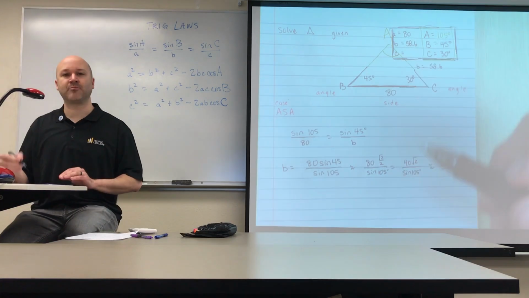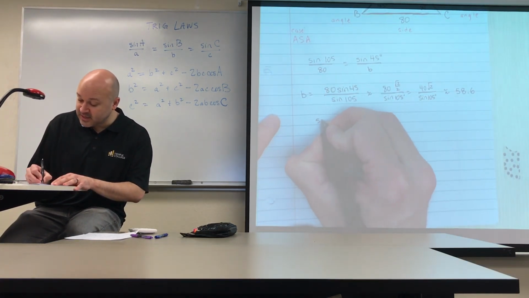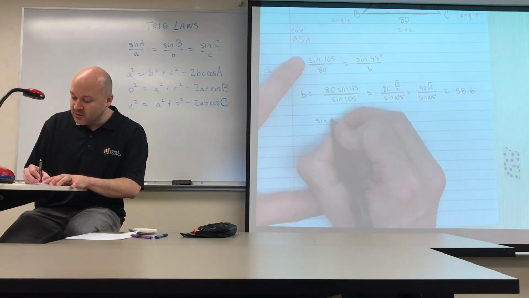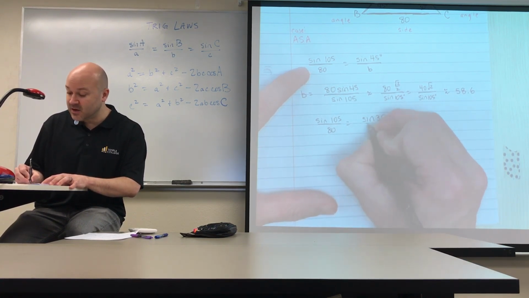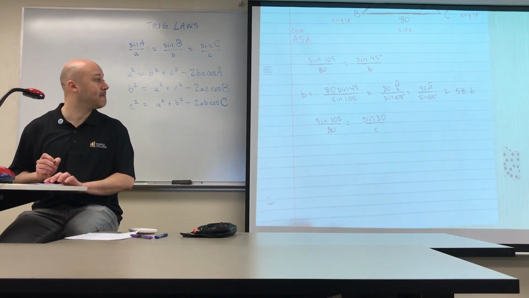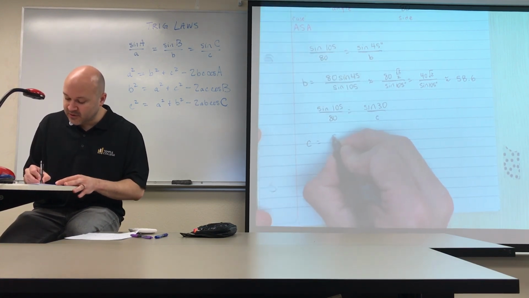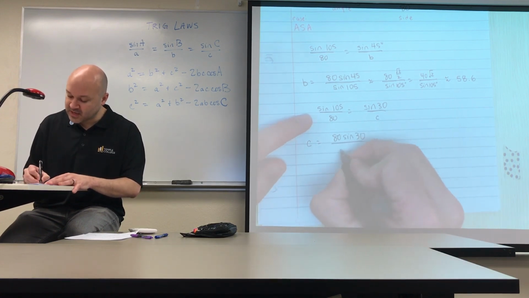So I'm just going to repeat this process. I'm going to use the law of sines again to relate A's to C's. Sine of angle A over A equals sine of angle C over C. Same thing. C will equal 80 sine 30 over sine 105.